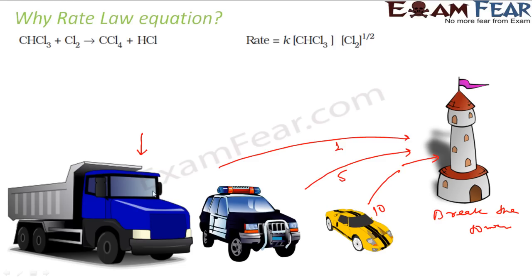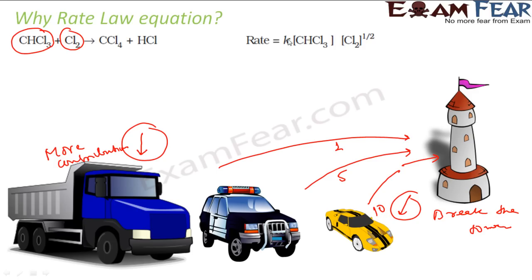So if you see, there are three different reactants, right? But again, some reactants have more contribution, some have less contribution. So if you increase the concentration of something which has more contribution, the reaction rate will increase all the more. Thus, everything does not have equal contribution. In this case, just by experiment, they found that for this reaction the rate was concentration of CsCl3 to the power 1 and concentration of chlorine to the power half. That means chlorine has less contribution for this reaction.